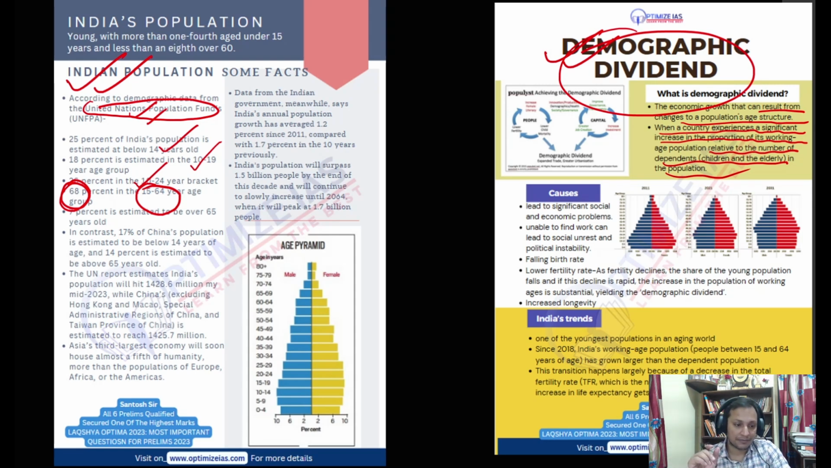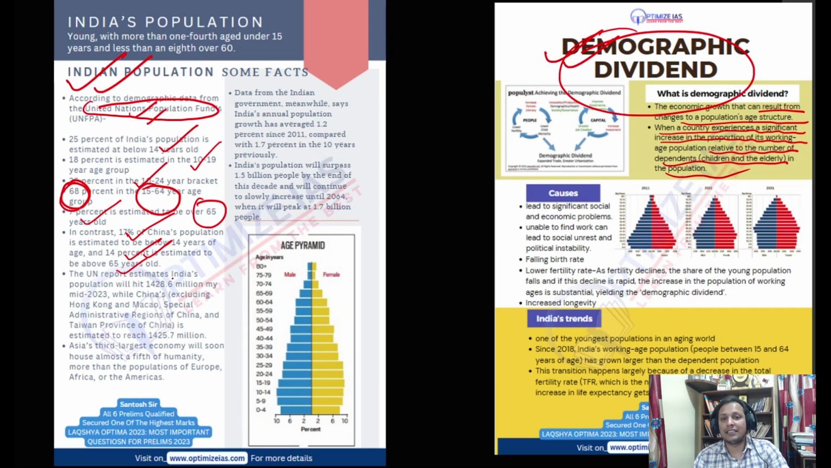This is very important. So you can see here, only 8% of the population is above the age of 65. Only 8%. And you compare this with China. In China, 17% of the population is below the age of 14, and 14% of the population is above the age of 65. Just imagine, China has double the percentage of India's elderly population. China is now an aging country, whereas India is still a young country.